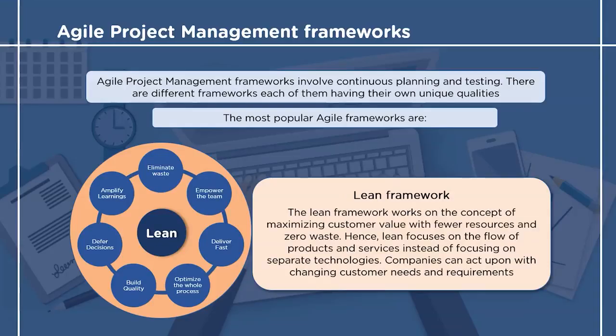The Lean framework works on the principle of providing maximum customer value and creating zero waste. It focuses on optimizing the flow of products all through the value stream. This helps in eliminating waste all through the process and create processes that require less human effort. This also simplifies the process of information management and makes it more accurate.